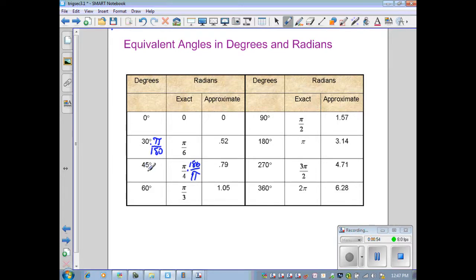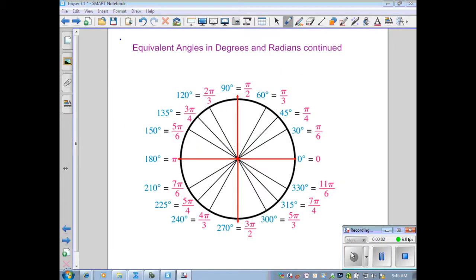The previous two slides represented our procedures for going from degrees to radians for the exact value and the approximate, and also going from radians back to degrees. This next slide shows another diagram that shows equivalent angles in degree and radian measure. The procedure to get a degree to a radian and a radian to a degree is the same procedure as we have done on the previous slides.